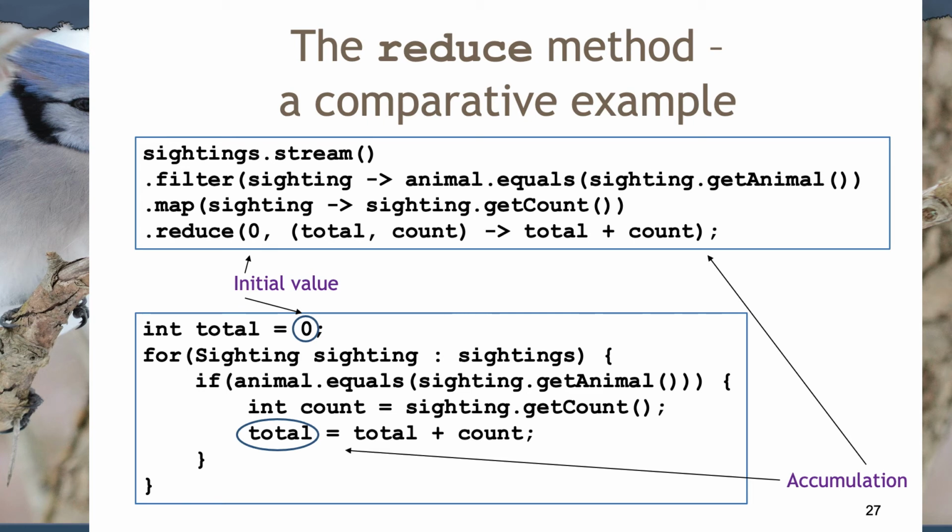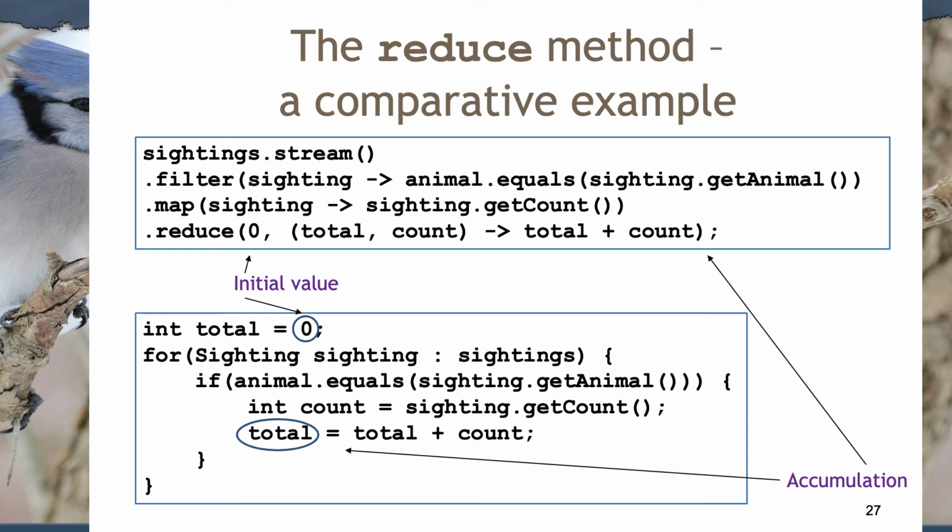And then we apply exactly the reduction that we saw on the previous slide in order to create the accumulation. So starting with a running total of 0, we keep on increasing that running total by the next count, and then the next count, and then the next count, until the stream is exhausted, and then the result that gets returned is the total sum of all the counts of the animals that we're interested in.